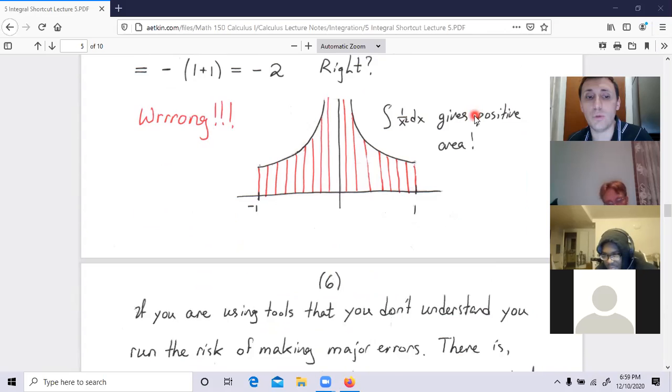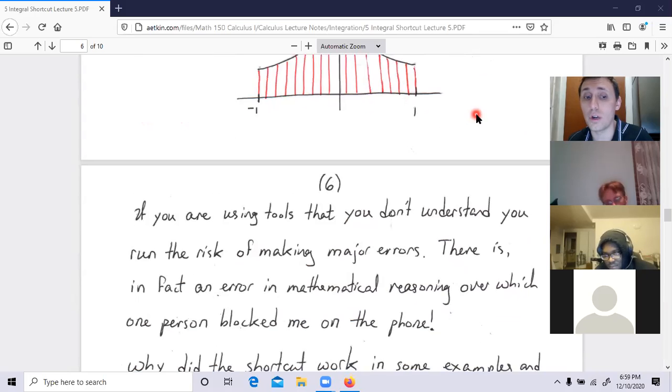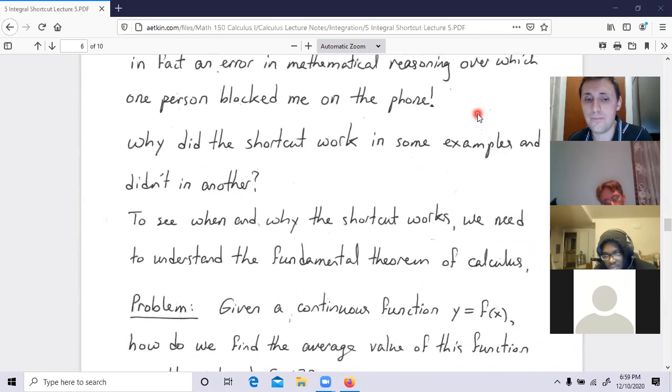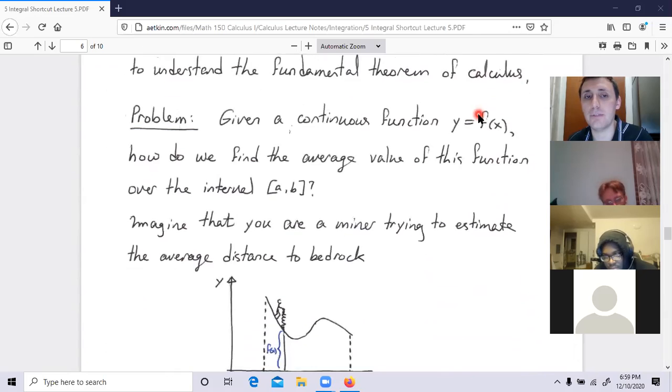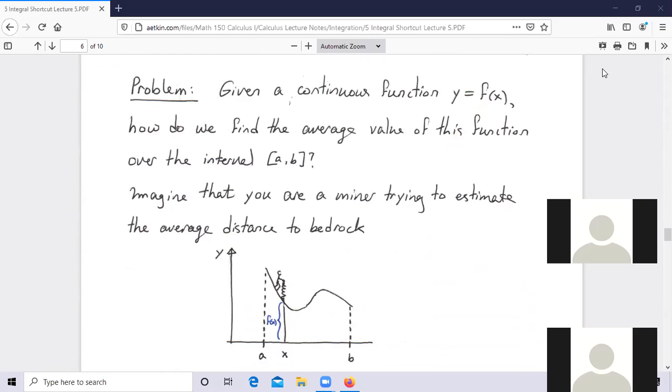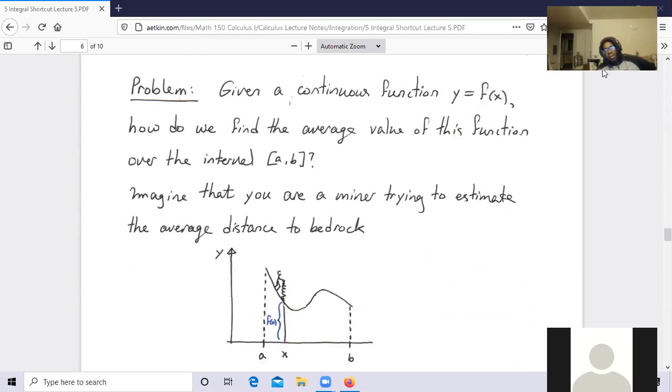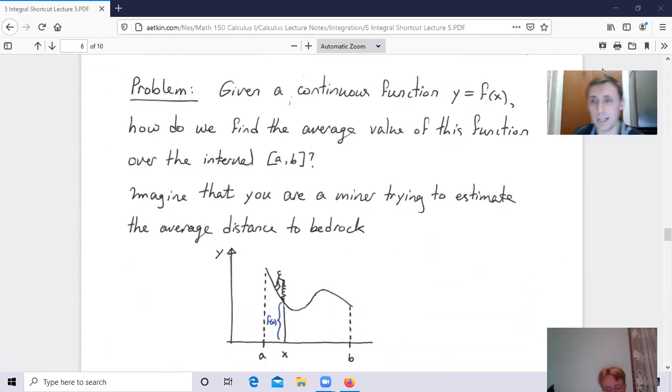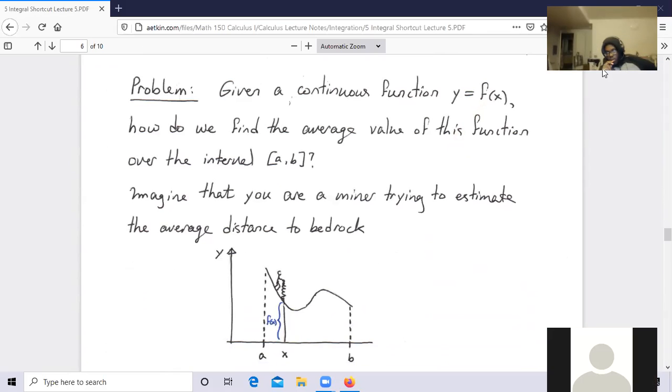Now let's investigate what made the shortcut work. We need to develop this idea. Listen carefully, guys. Do you know what a land surveyor is? Imagine that you are trying to measure how deep the ocean is, or how deep you must dig through the ground until you hit bedrock. Our bedrock is the x-axis. Would anybody tell me how they would carry out this procedure?